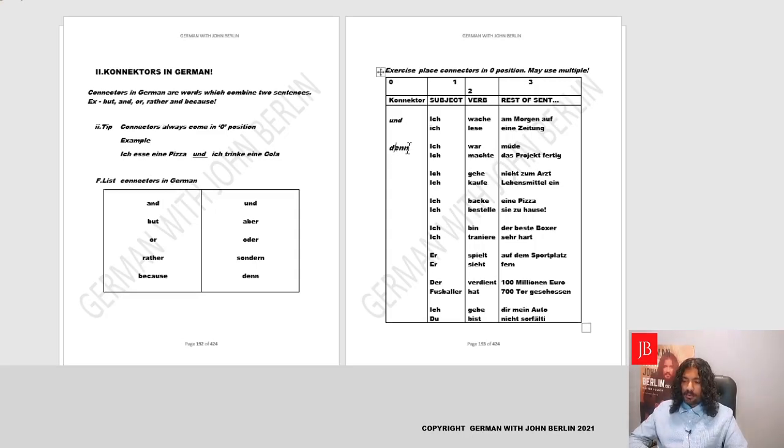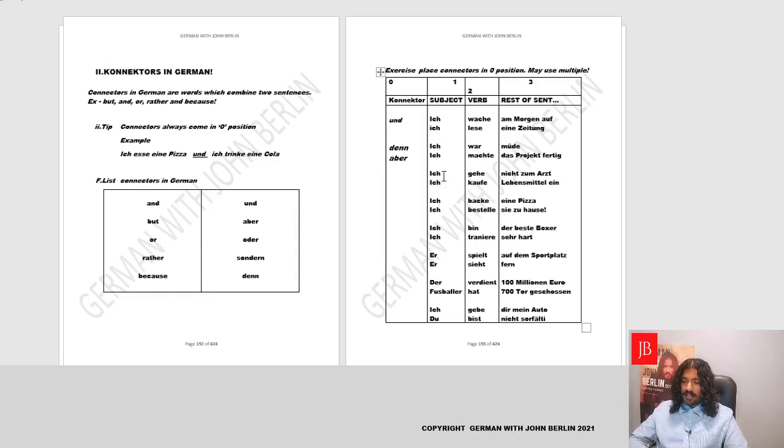Okay, coming to the main topic here, it's about connectors. So, denn is 'because'. The other one I mentioned is aber. I was tired, but finished the project. That's aber. Yes, ich war müde. Aber ich machte das Projekt fertig.